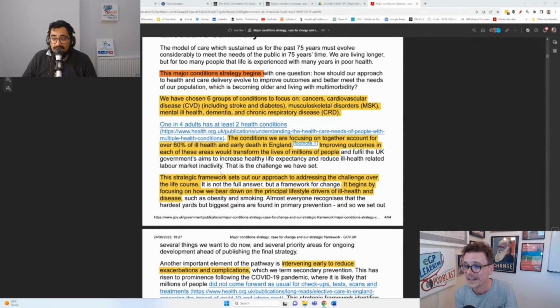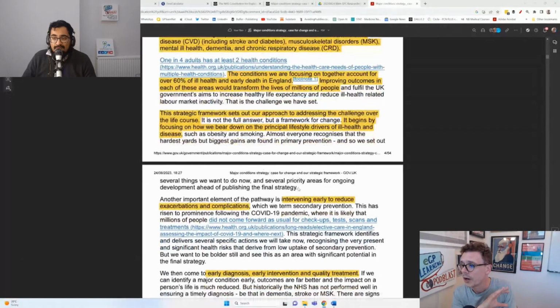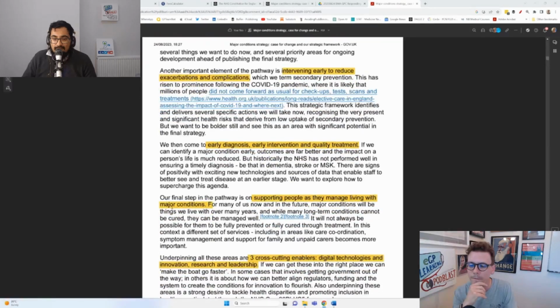And they're setting out a framework for how they can address these, and they're taking a life course approach. So looking at trying to intervene over the course of people's lives and the course of people's diseases. And it's all quite sensible and predictable, really. It begins by focusing on lifestyle drivers for ill health and disease, so there's a prevention focus. There's a focus on early recognition of disease and early intervention to reduce exacerbations and complications, and development of disease, I would add there. Then they talk about early diagnosis and early intervention, how to achieve that, and how to get good quality treatment. This is what is dealt with later in the document, but they're just telling us what the focus of the document is.